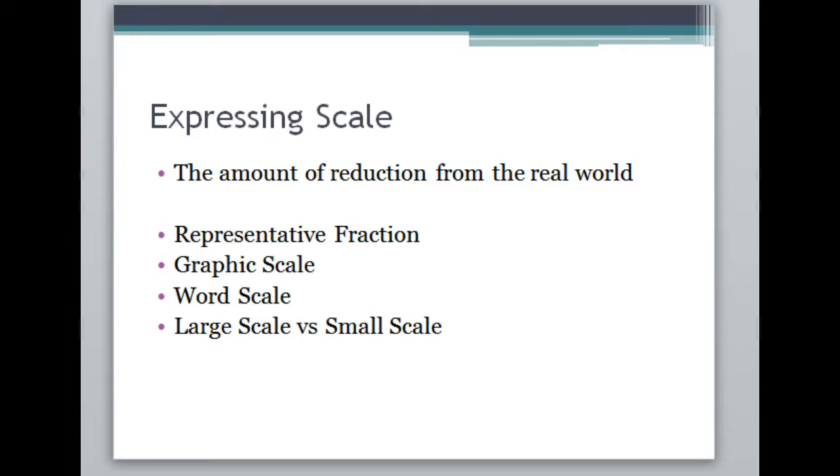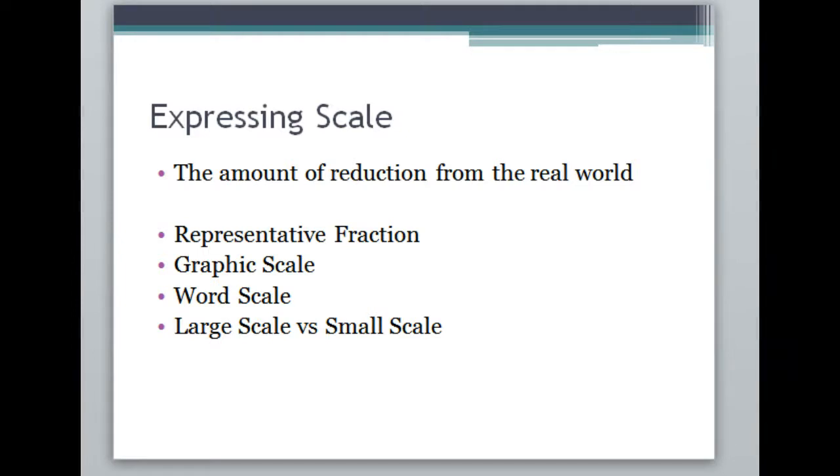So if I wanted a map the size of the classroom, or if I wanted a map with no reduction, it would have to be the size of the classroom. So if I have a map that's a 1:2 scale, it would mean it's half the size of the classroom.